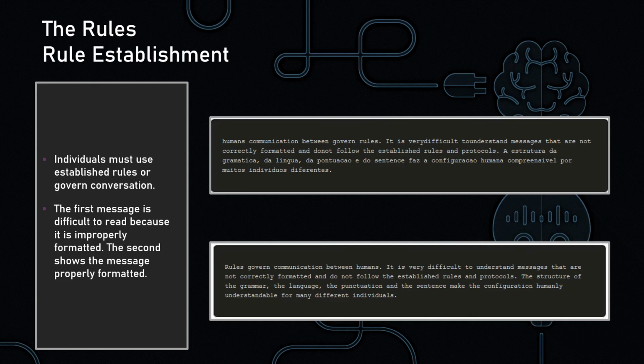If we look at the 2 messages on the right on this slide, you see where it says humans communication between governed rules. It is very difficult to understand messages that are not correctly formatted and do not follow the established rules and protocols. A estrutura de gramática de lengua de Pontucayo e dos sentence faz a configuração humana é compreensível por muitos indivíduos diferentes.